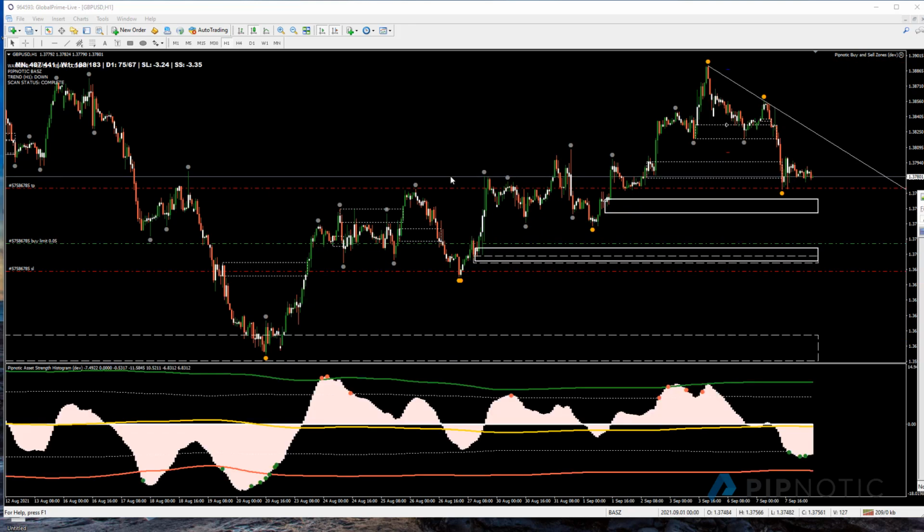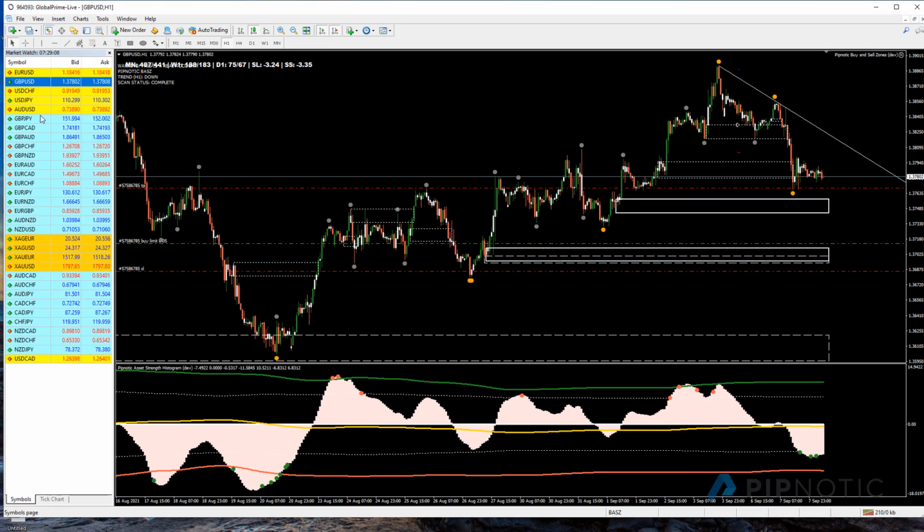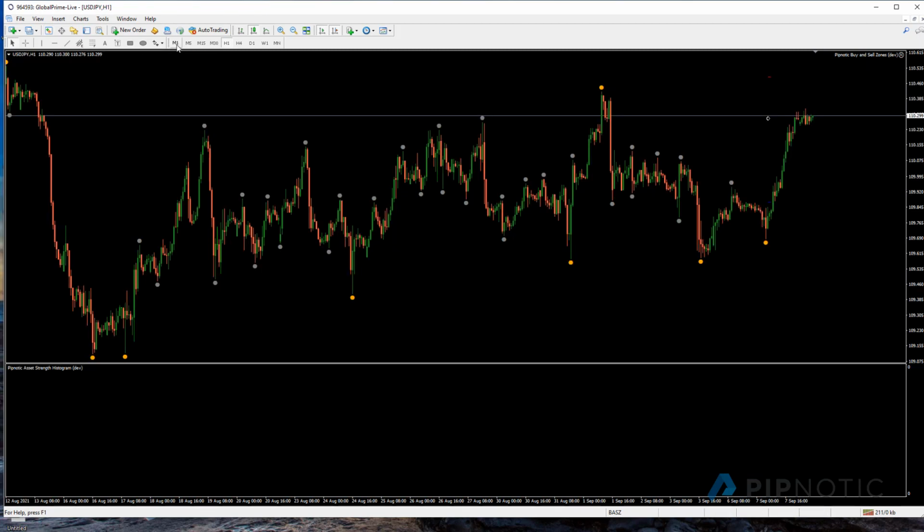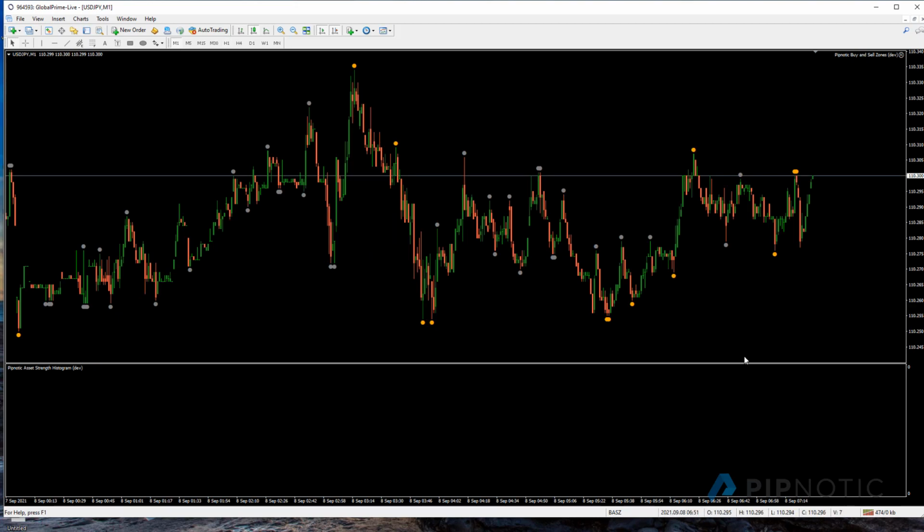Okay, let's do one more example. I'm going to do this one on a completely different pair, and I'm going to do it on the 1 minute chart, because you can do this stuff on any time frame. Let's go to the American dollar, Japanese yen, and we'll go to the 1 minute chart. Alright, so what do we have here? Do the same thing. The origin.